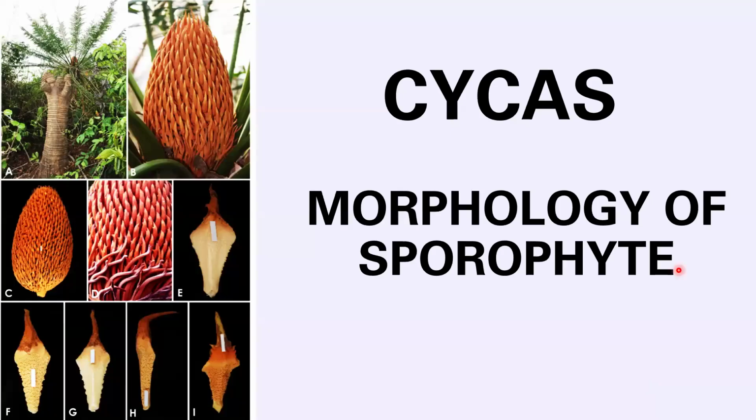Cycas. Cycas is one of the most widely distributed genera of the order Cycadales in Gymnosperms. There are many species of Cycas found all over the world, and till today 20 species have been described, of which 4 species are found in India.